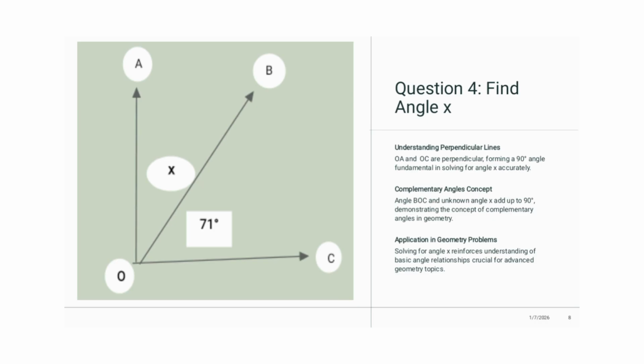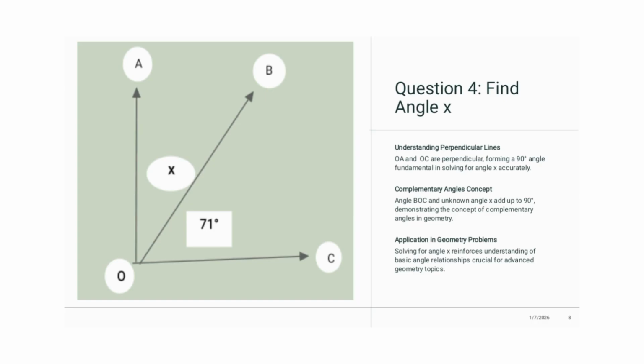The fourth question involves calculating an unknown angle x in a geometric figure where OA and OC are perpendicular to each other, and the angle BOC is given as 71 degrees. Since OA and OC form a right angle, the sum of angles BOC and x must equal 90 degrees. Therefore, x equals 90 degrees minus 71 degrees equals 19 degrees.